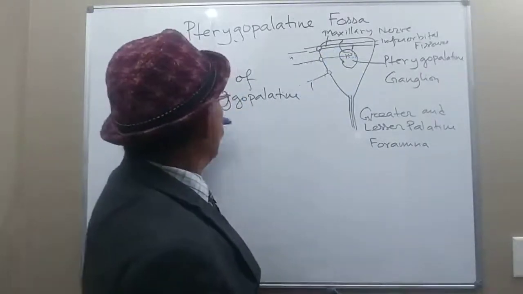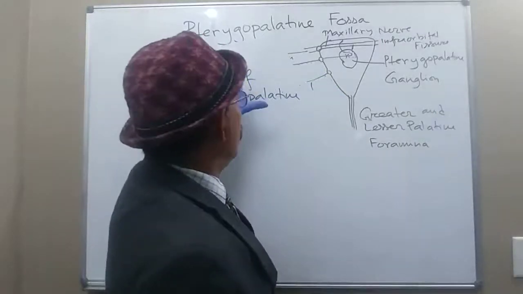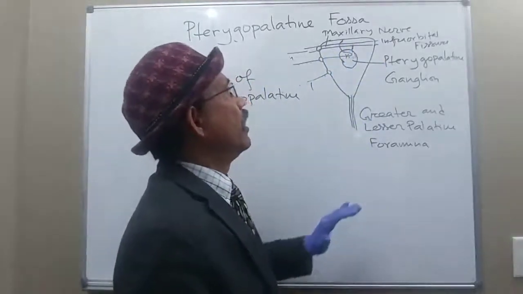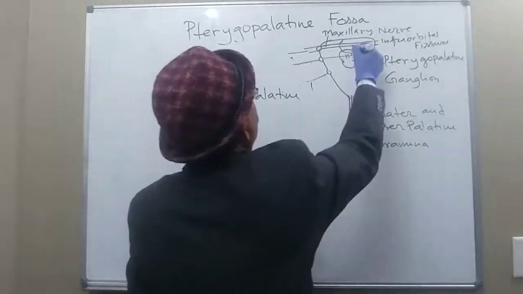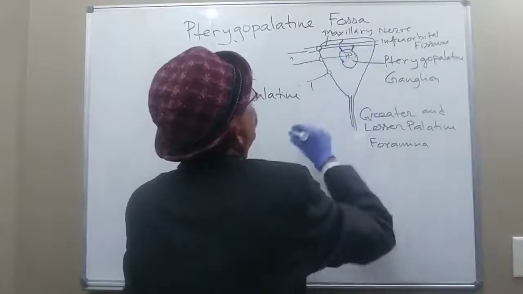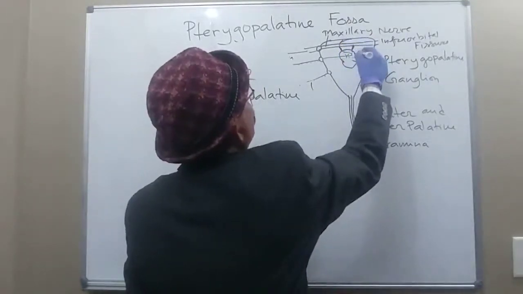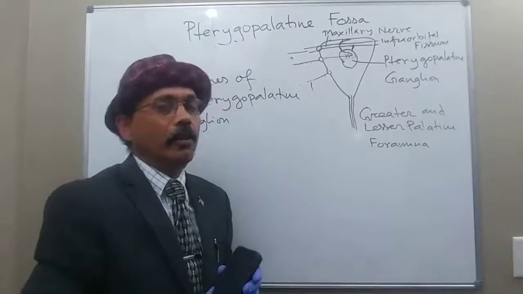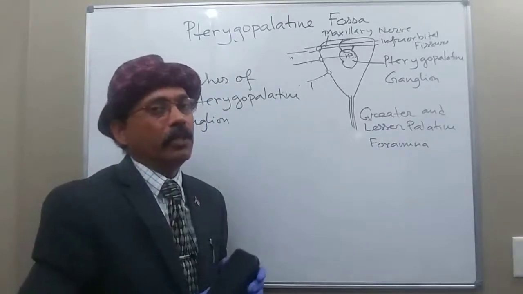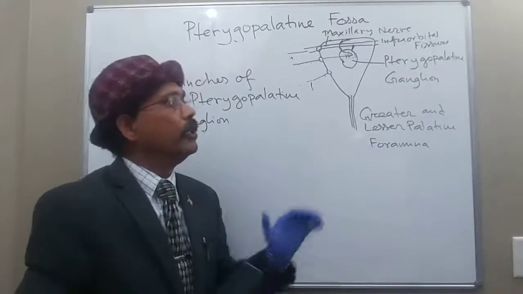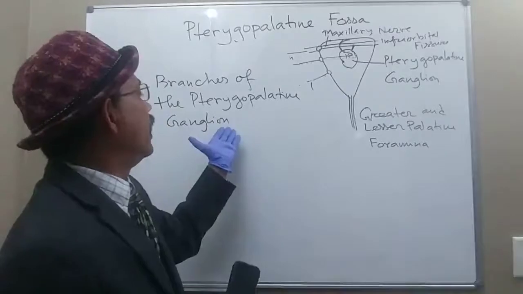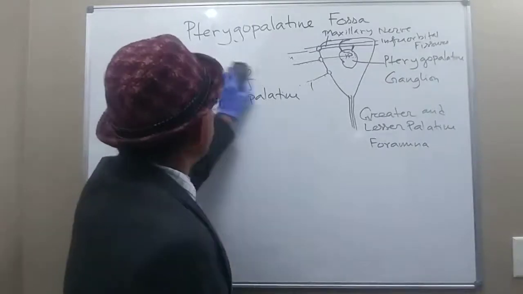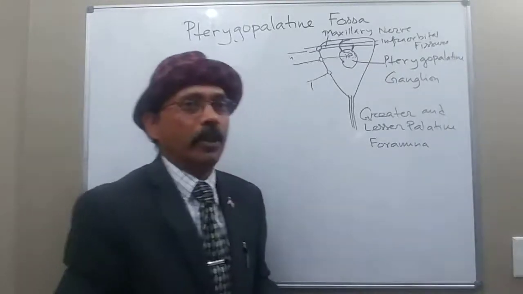Okay, it has the autonomic nerves. The postganglionic fibers of the pterygopalatine ganglion will be distributed through the branches of the maxillary nerve. Suppose these are the sensory branches of the maxillary nerve. This is the zygomatic nerve. So the postganglionic fiber will go to the zygomatic nerve, to the zygomaticotemporal branch, and be distributed through the lacrimal nerve, a branch of the ophthalmic division of the trigeminal nerve, to the lacrimal gland. So the branches of the pterygopalatine ganglion are the branches of the maxillary nerve.